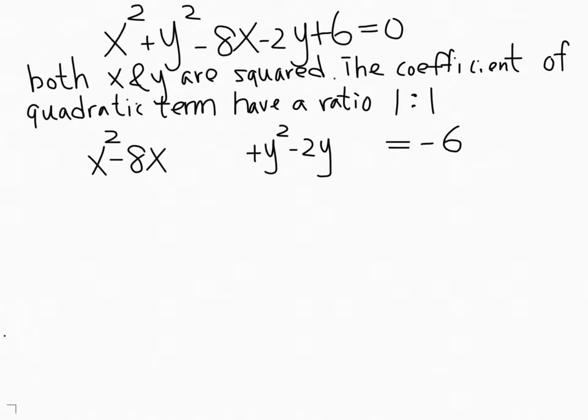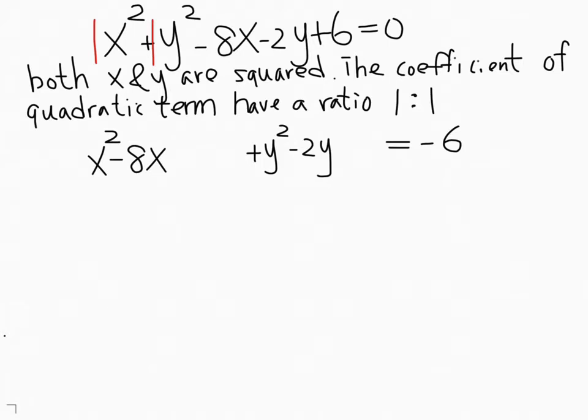Question number 2. We're going to copy the circle equation from the previous one: x squared plus y squared minus 8x minus 2y plus 6 equals 0. The reason why it's a circle, let me repeat the information again. Both x and y are squared. The coefficients of the quadratic terms have a ratio of 1 to 1. So don't forget this. This is pretty critical.